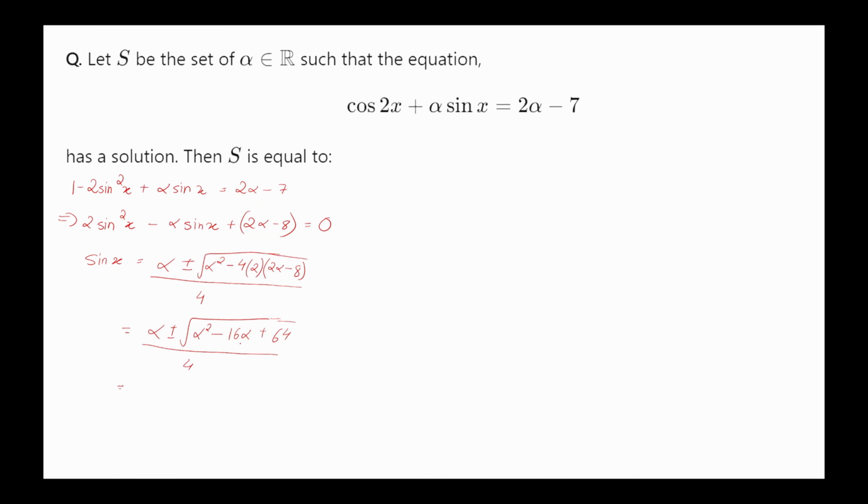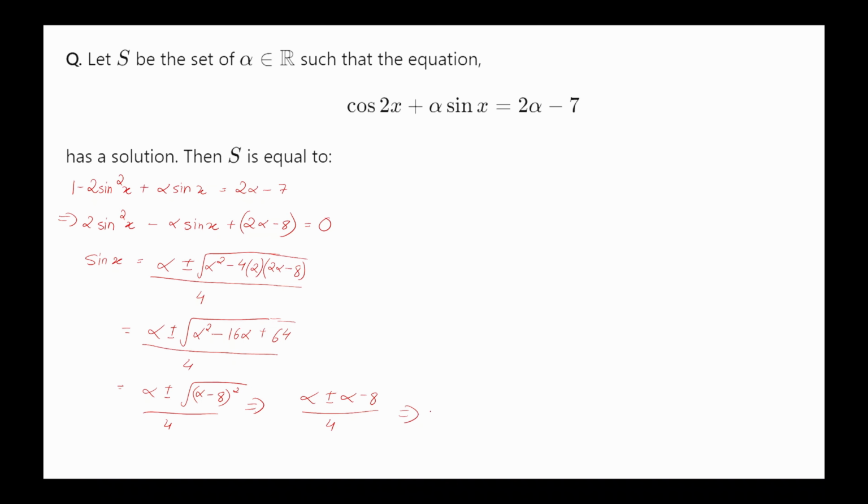It can be written as alpha minus 8 whole square. So if I write it down as alpha minus 8 whole square, this would become alpha plus minus root under alpha minus 8 whole square divided by 4. So this would simply become alpha plus minus alpha minus 8 upon 4.